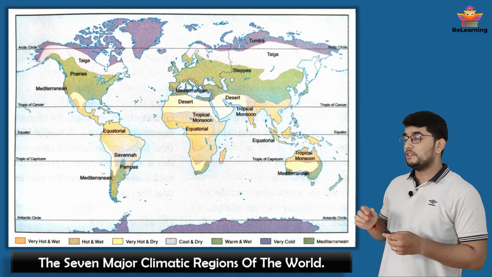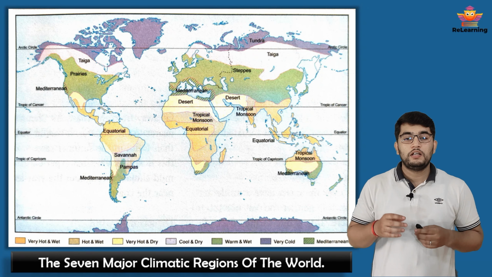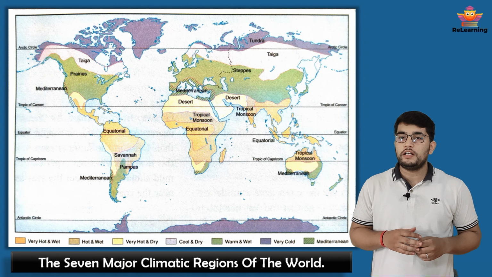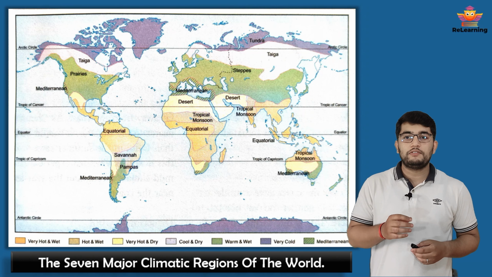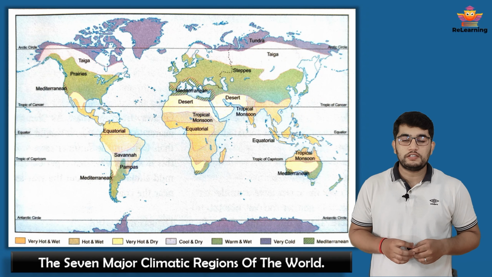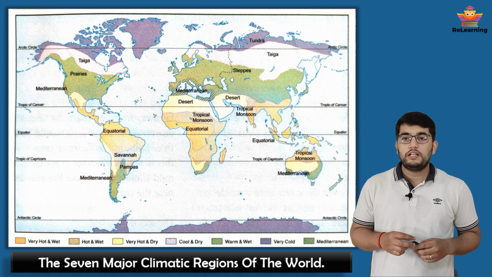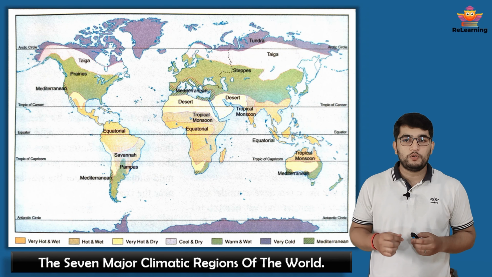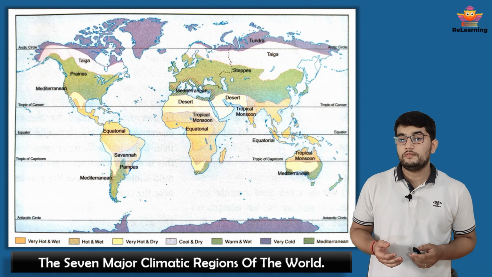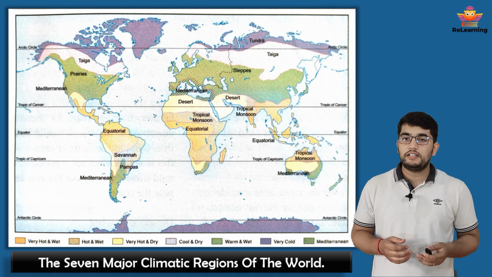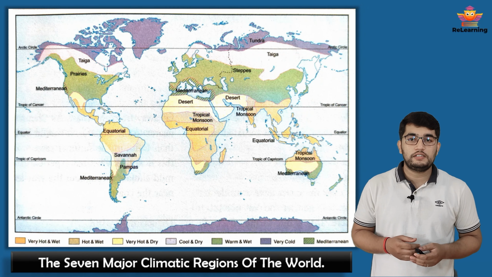Here the map is given and there is an index. Orange color is given for very hot and wet. Now you can see that the equatorial region is having the orange, dark orange color. Next is hot and wet. Hot and wet has a brown color. Tropical monsoon regions have the hot and wet climate. Then very hot and dry, you can see again on the equatorial part that the yellow color is given.